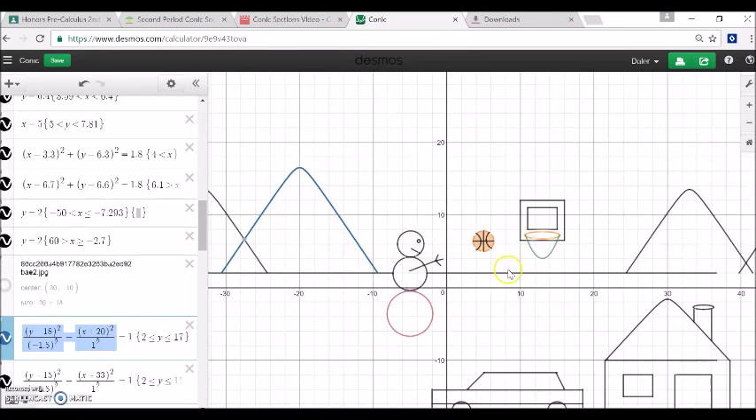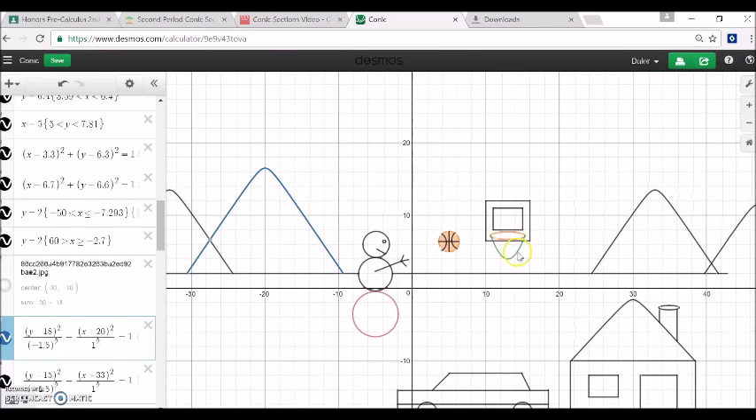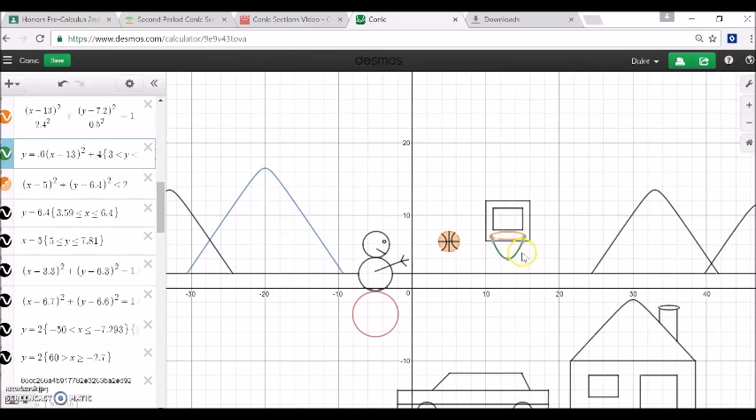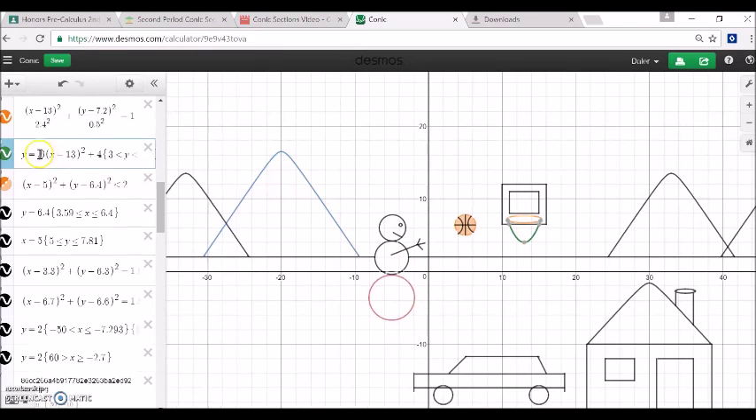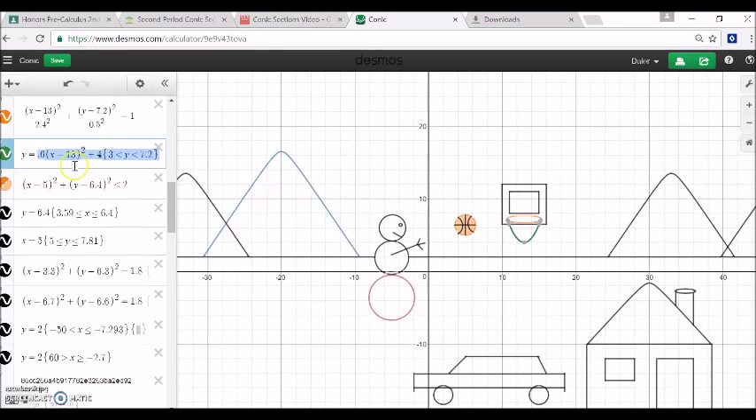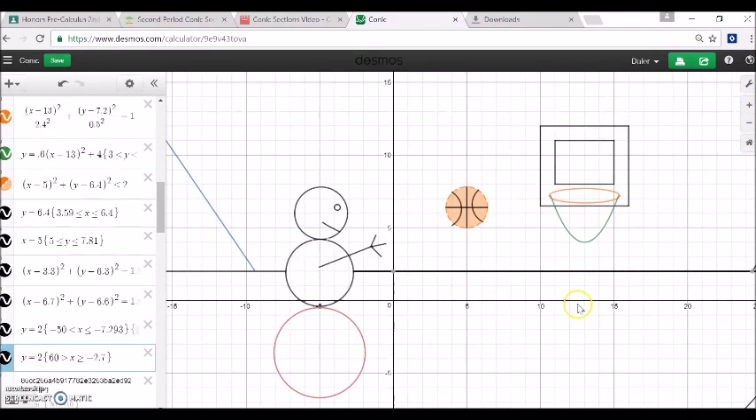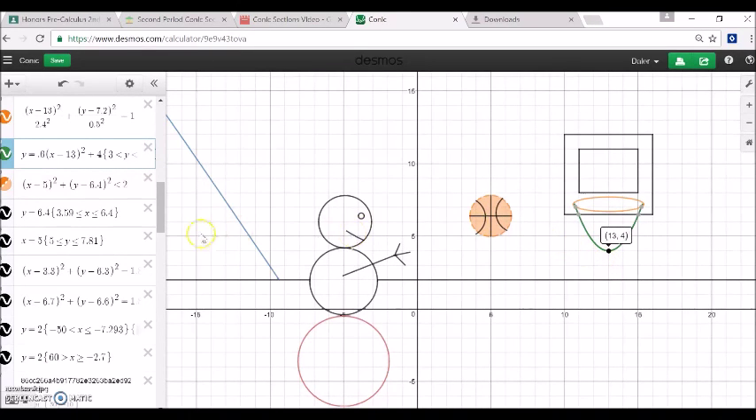Okay, so next we have the parabola, which is the net right here. This equation tells us that we need to move 13 points to the right and 4 units up. So 13 and 4 is going to be our vertex, which is going to be the lowest point on the curve.